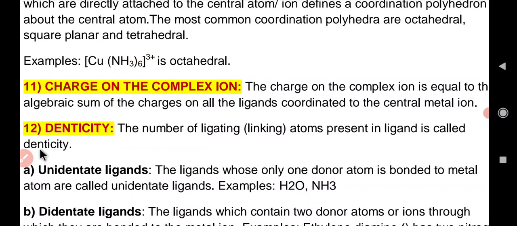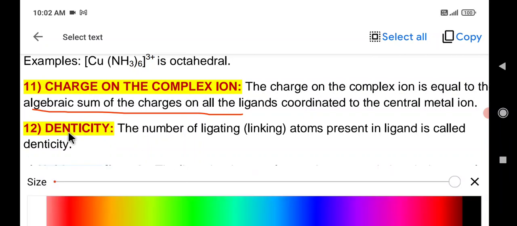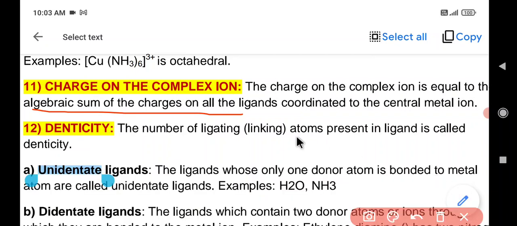Now under that we have unidentate ligands as well as bidentate ligands. What is the meaning of unidentate? Unidentate ligands are those ligands in which only one donor atom is bonded to the metal atom. That is, only one donor atom is being joined with the central metal atom. That is called a unidentate ligand.